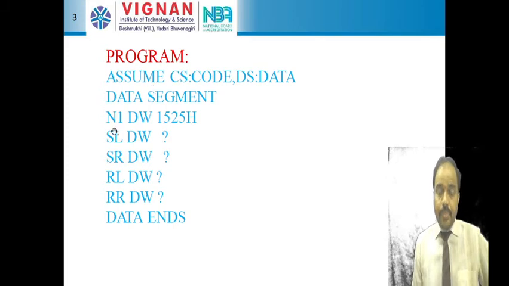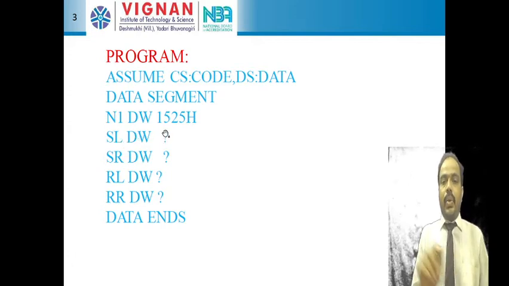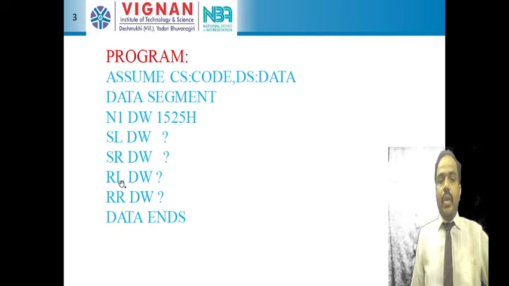Next we have to allocate memory locations in the data segment for the results, for shift left, shift right, rotate left, rotate right. For the shift left answer, I am taking the memory as SL, and I am requesting the data segment to allocate a word location. That's why I am putting SL DW question mark, because I don't know what the answer is. Similarly, I am allocating memory locations for the shift right answer, rotate left answer, rotate right answer.